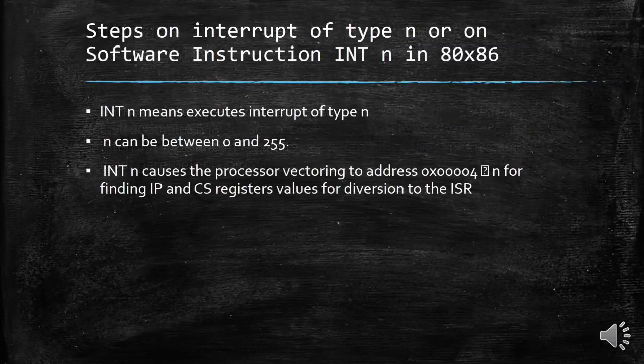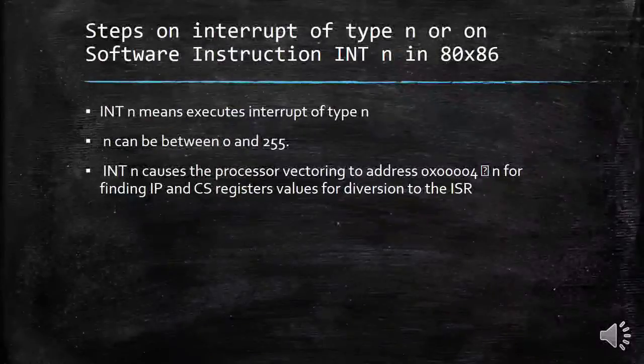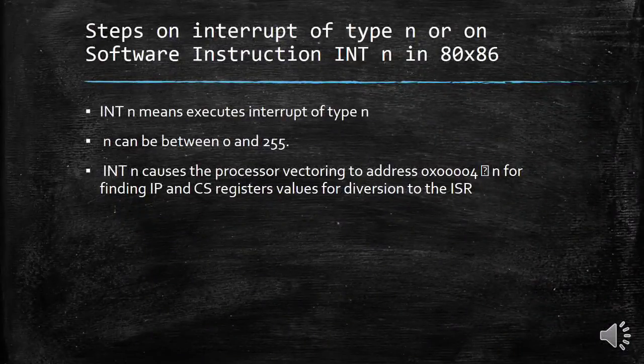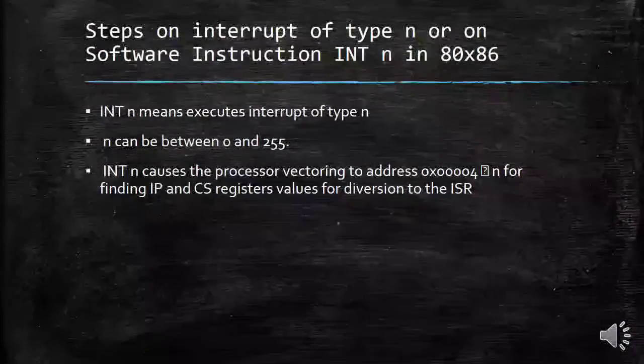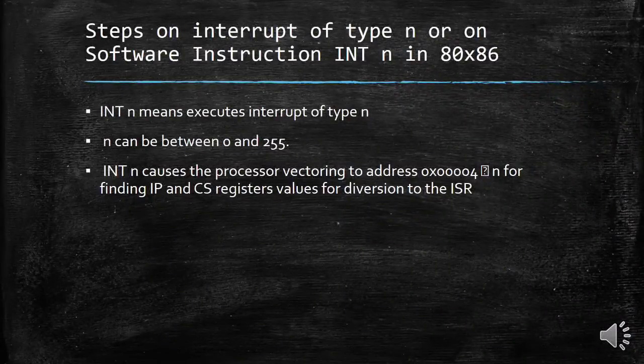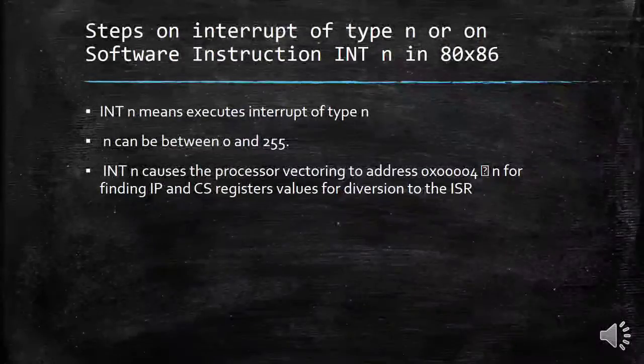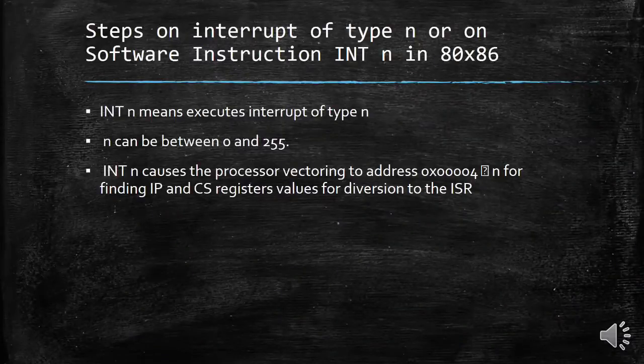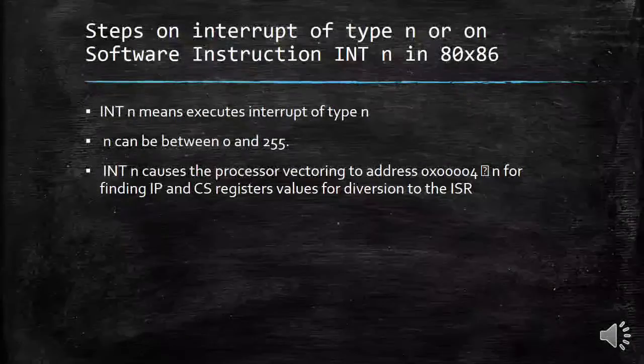Software interrupt by a software instruction. A software interrupt is an interrupt generated, for example, by a software instruction INT N in the 80x86 processor or software interrupt M in ARM7, where N is the interrupt type and M is 24 bits related to the ISR address pointer and ISR input parameters pointer. Steps on interrupt of type N or on software instruction INT-N in 80x86.